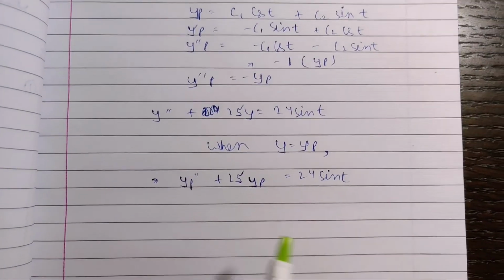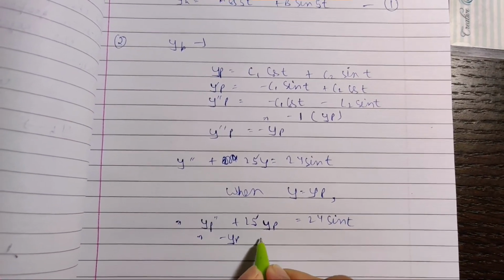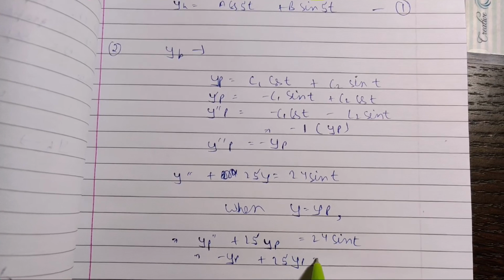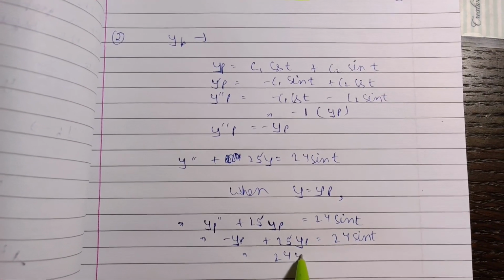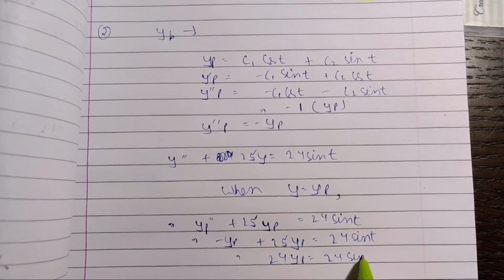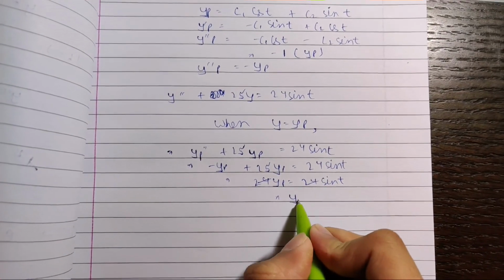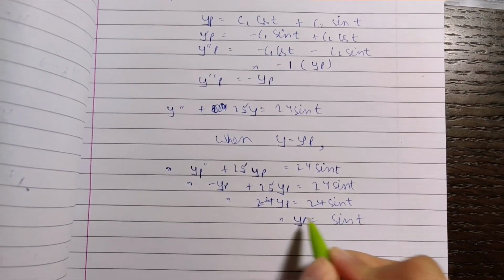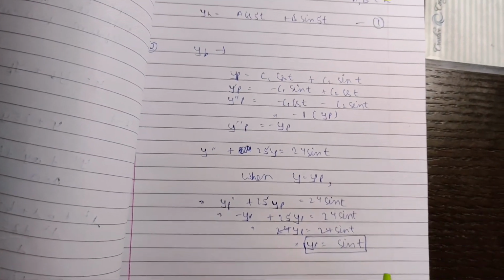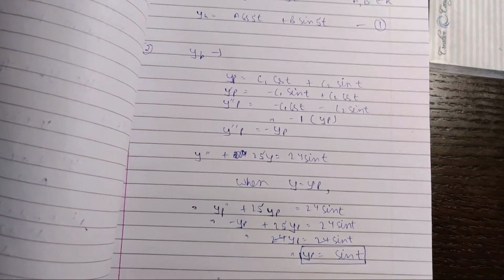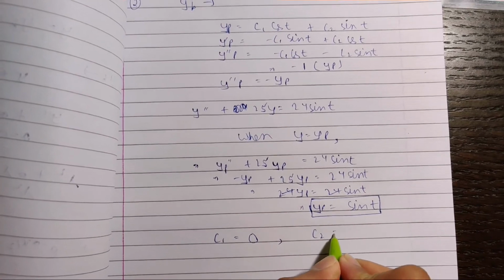And now we have found earlier that y double dash p is minus yp, so we will substitute it. So minus yp plus 25 yp is equal to 24 sin t. Further solving it, 24 yp is equal to 24 sin t, and it gets cancelled. So yp is equal to sin t. This is a very important relation which we have found out. So comparing this with this, we have found that c1 is equal to 0 and c2 is equal to 1.